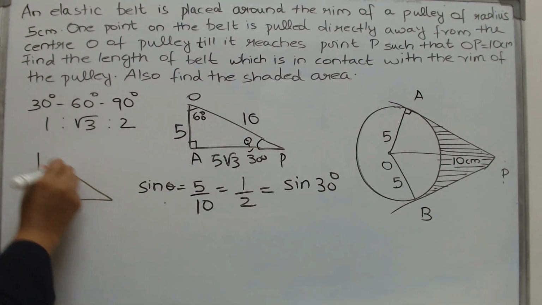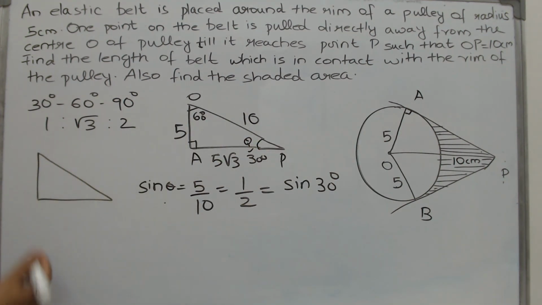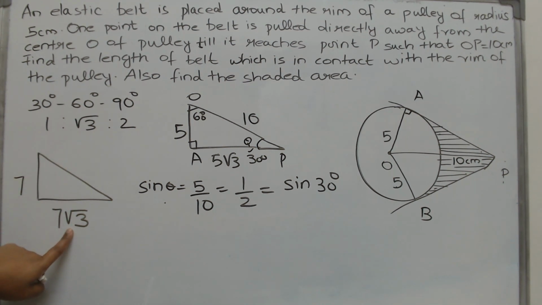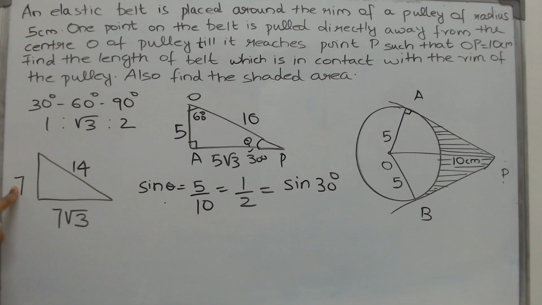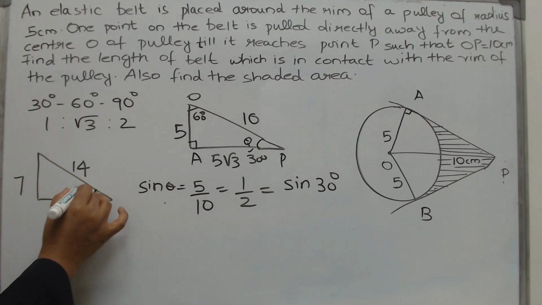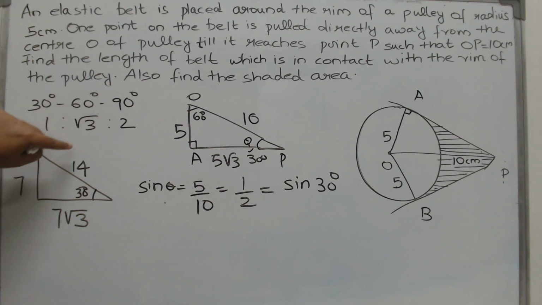Now you can try this in any other way. Suppose randomly you have a 7 here and a 7√3 here. Then just by looking at it, you should know that this side here is 1:√3. Here it will be 1:2. Therefore you should get 14 here. Opposite to 7, the smallest angle will be 30. Opposite to this, the greatest side, of course this is 90.